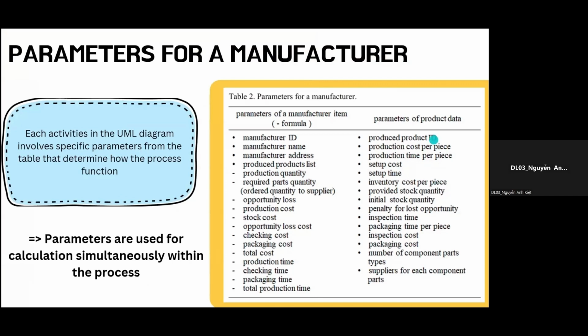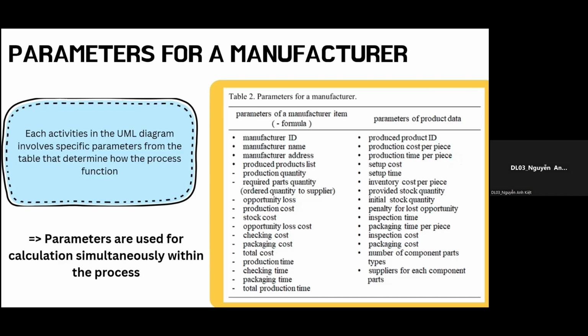we now look at the parameters used for a manufacturer throughout the process. Parameters are used to categorize the parts for production and also the finished product. Each activity in the UML diagram involves specific parameters from table 2 that determine how the process functions. These parameters are also used for calculation simultaneously within the process. This also creates the dynamics within this e-supply chain catalog.